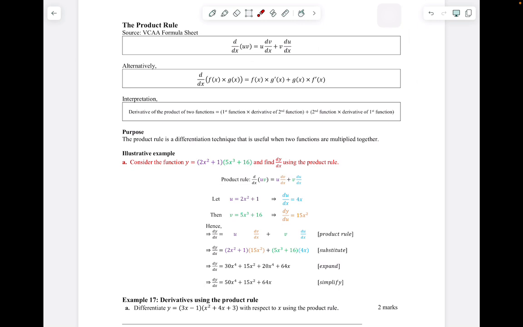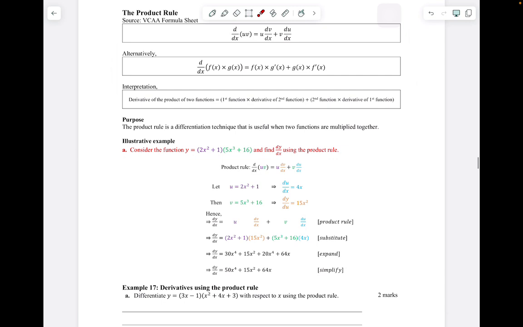An alternative way is that instead of u and v, I write down two functions, f of x and g of x. Then you can see that it's f of x times the derivative of g, and you add that with g of x times the derivative of f of x. The interpretation here says: derivative of two functions is the first function times the derivative of the second function, plus the second function times the derivative of the first function. So all three of these are just explaining the exact same thing.